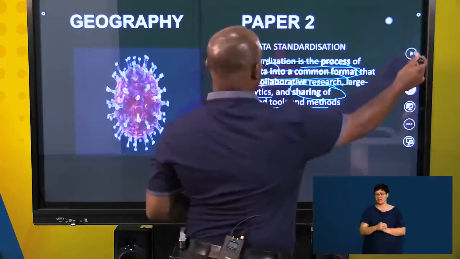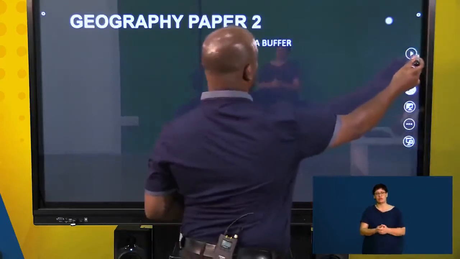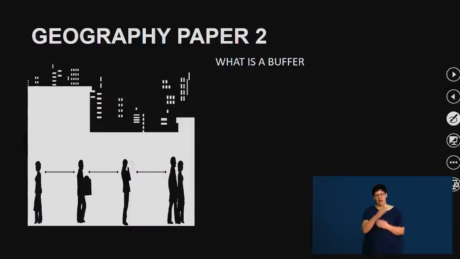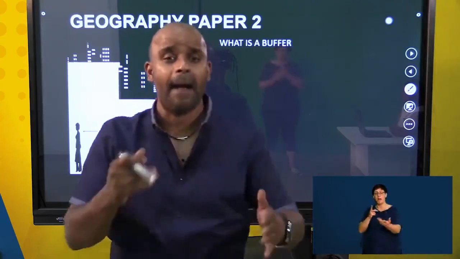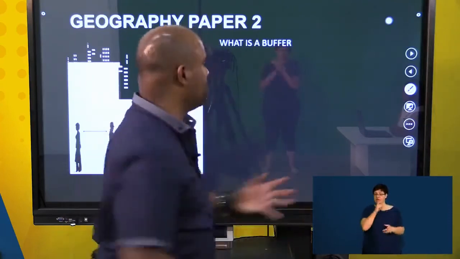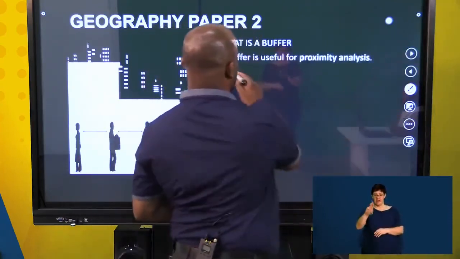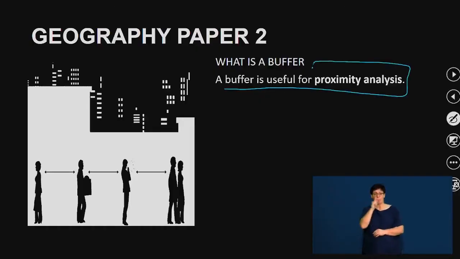Moving on, we find that the following is a buffer. Now, I'm sure you've seen this picture. Everywhere you go today, there are many, many stores that have markers on the floor that keep the distance from the person in front of you and the person behind you. Now, you call it social distancing. As a geographer, you should be saying a buffer. What is a buffer? A buffer is a useful proximity analysis.